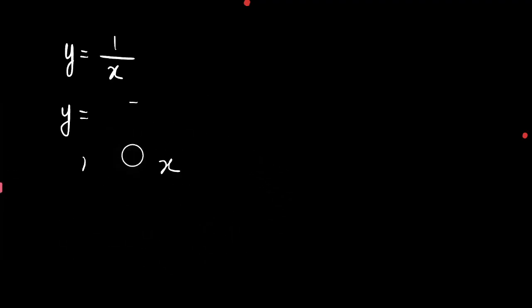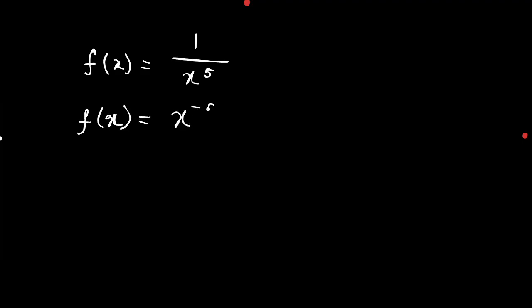Let's say that we're told that we have a function f of x, which is equal to 1 over x to the fifth. Can you try to find the derivative of this function using the power rule? So the first step again is going to be to rewrite this function in a form that's more compatible with the power rule. So we can rewrite this to look something like x to the negative fifth. Again, these two are equivalent.